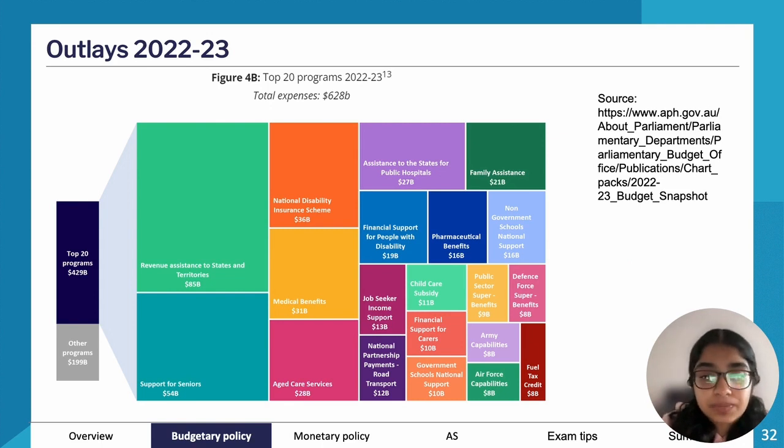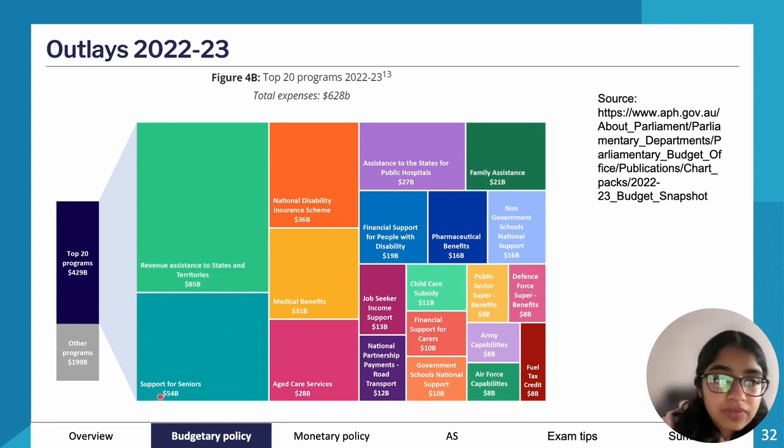Outlays, so these are our expenses. This is what the government is spending on. You can see the main expense is revenue for states and territories. So you have the federal budget, and it's distributed. Some of it is distributed among the states and territories, so they can do their own thing, like your local council, Victorian Parliament, and so on.